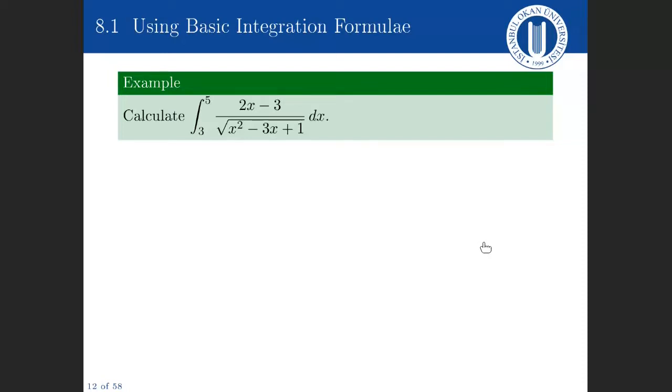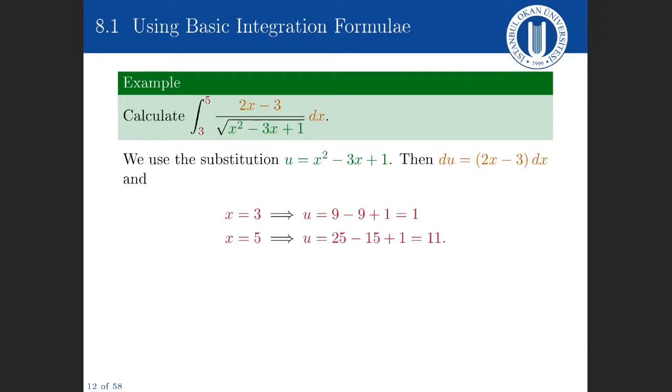First of all, calculate the integral from 3 to 5 of (2x minus 3) divided by the square root of x squared minus 3x plus 1. For an integral like this, we want to use a substitution. And for this one, I'm going to use the substitution u is equal to x squared minus 3x plus 1. Then we need to change dx into du, and we need to change the limits of integration. In this case, du is (2x minus 3) dx.